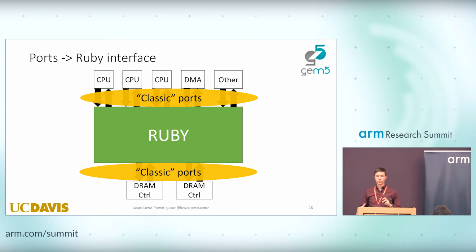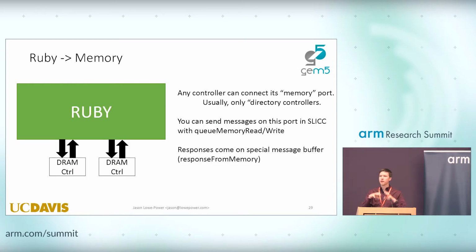Okay, so how do we interface between Ruby and the rest of the system? The interface between Ruby is just these classic ports, just like the rest of gem5. Starting on the memory side, any of those controllers in Ruby can have a master port to send requests. From within the state machine file, within SLICC, you can call a special function, queueMemoryRead, which will take an address and data and send it across this port. Responses from the other side of the port are on a special message buffer called responseFromMemory.